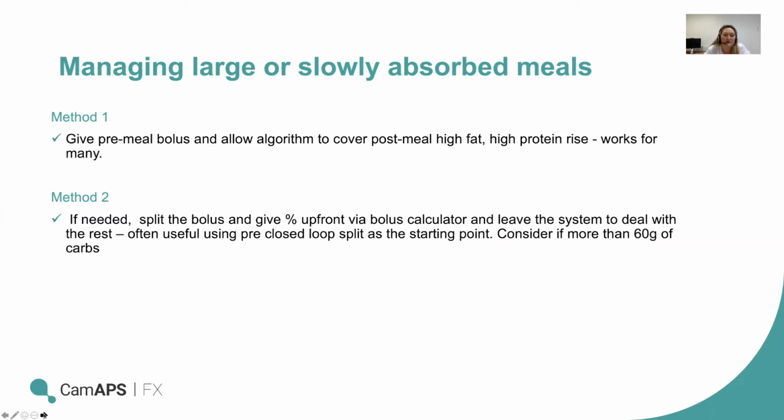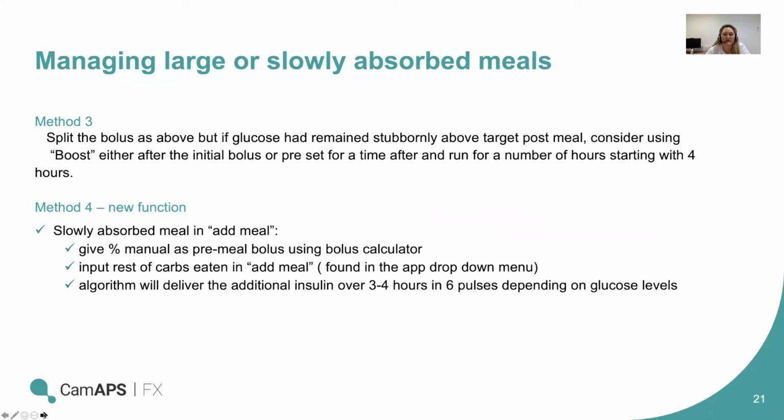So say you have 70% of your bolus up front, you just put that into your bolus calculator as you would have normally, with the knife and fork icon, and deliver the insulin for the 70%. And then you can just leave the system to see if it can deal with the rest of the carbohydrate. And generally, if people are having more than 60 grams of carbs in one hit, then we'd probably be saying, maybe consider splitting the bolus if you're starting to have bigger amounts of carbohydrate. Next slide, thank you.